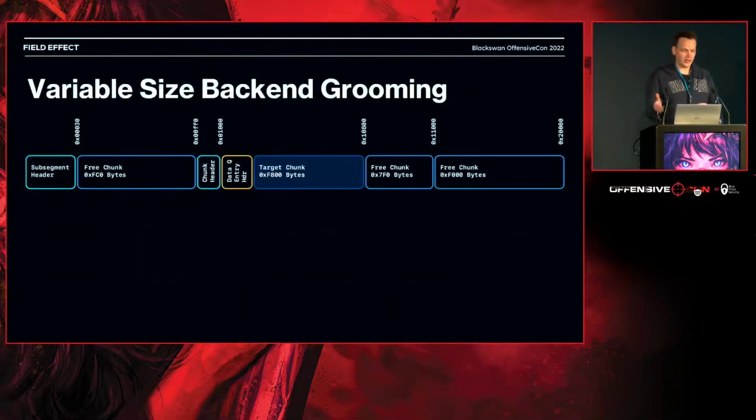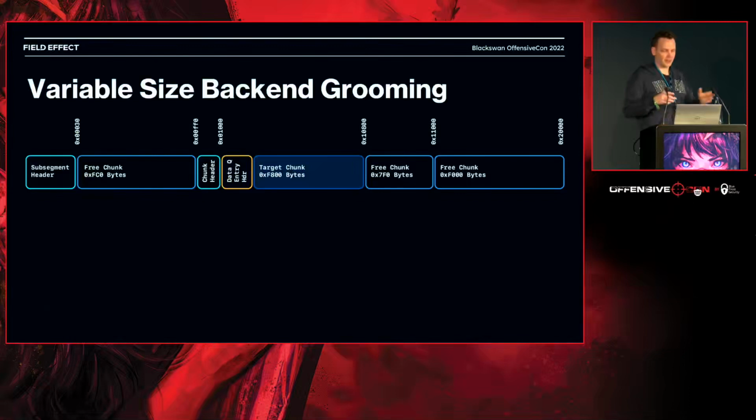So for the grooming, I know I'm showing a picture of just one, but really what we're aiming to do is create a whole bunch of identical subsegments in memory. So we start off here by doing one big allocation. In this example, we're talking about the write data queues. So we have a data queue header on this. We do one big, almost 64K allocation, which creates, if we do enough of them, new subsegments.